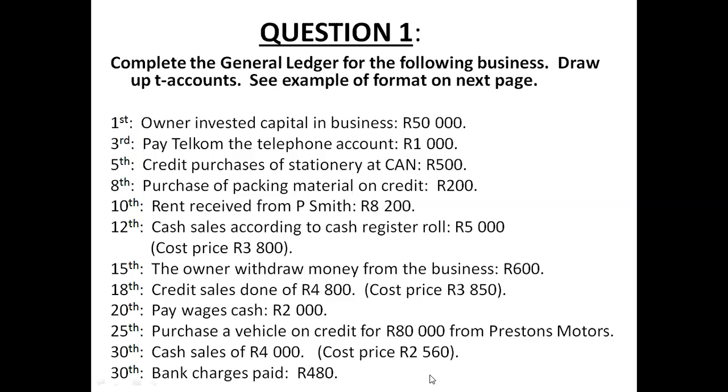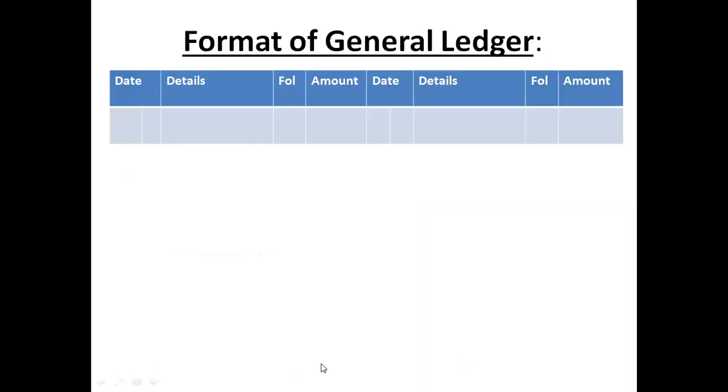I'm first going to move now to the next slide so you can get the format of the general ledger. What you need to do is draw up a T account for each and every transaction with the format that you see there in front of you. This is going to take you a while, drawing up the columns every time. Then you put your headings at the top: date, details, folio, and amount on the debit as well as on the credit side. I'm going to stay for about 2-3 minutes on this slide so you can get the format, and then I will move back to the transactions.